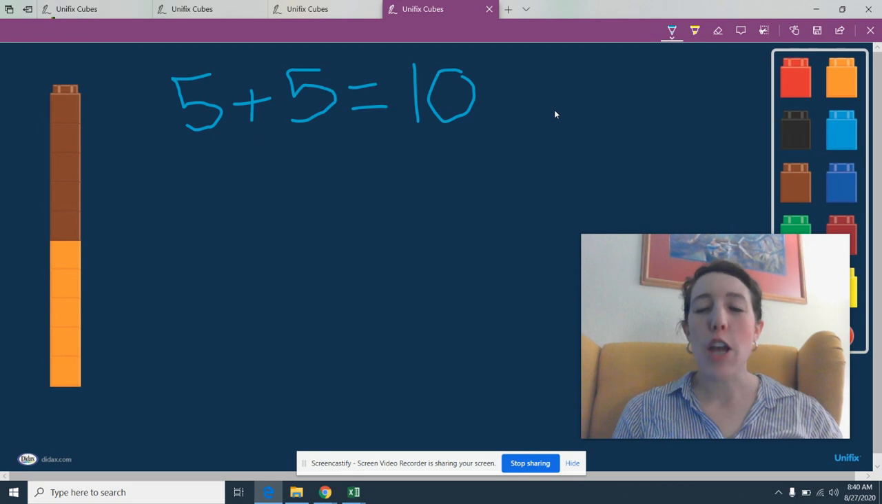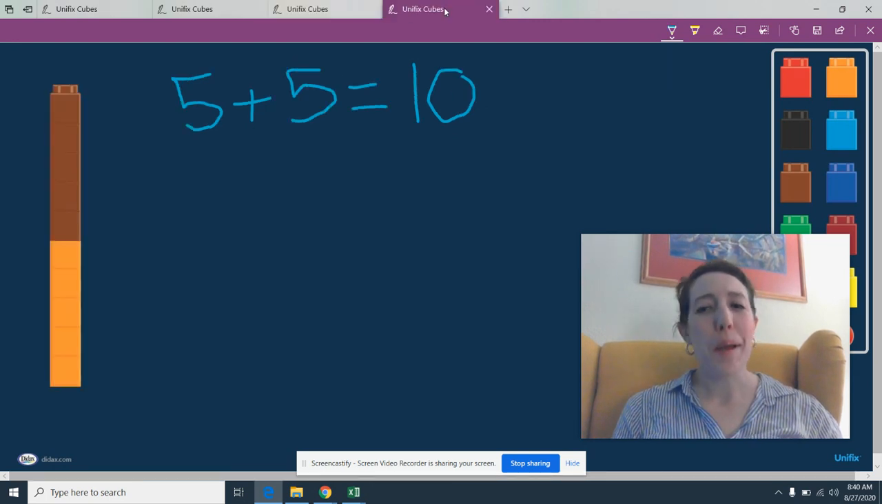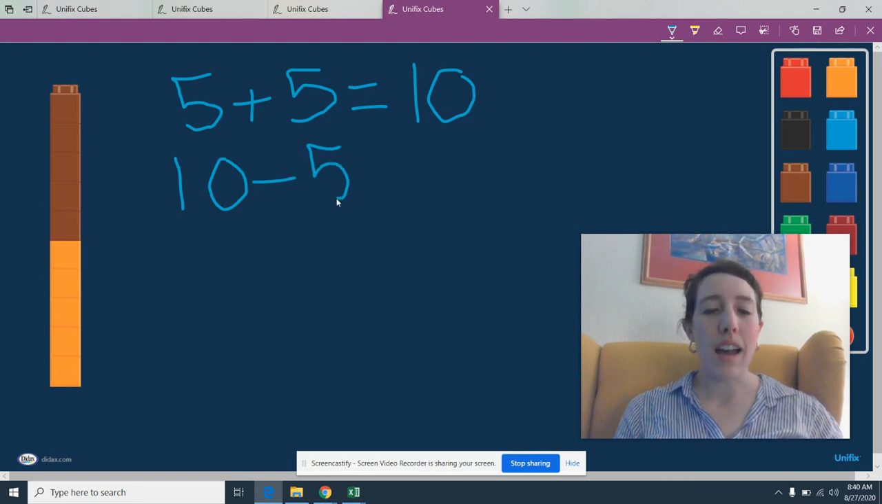So listen, usually I'm able to reverse things, kind of like over here where I have 3 plus 7 equals 10 and 7 plus 3 equals 10. But over here, since it's the same number, I can't really turn it in reverse. It's just 5 plus 5 equals 10. But I have another idea for what else could be on your paper. Did anyone say 10 minus 5 equals 5?